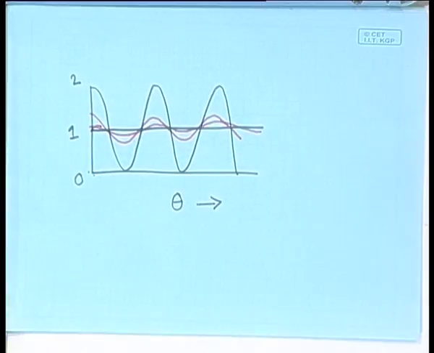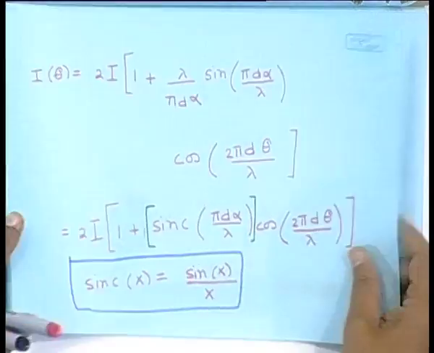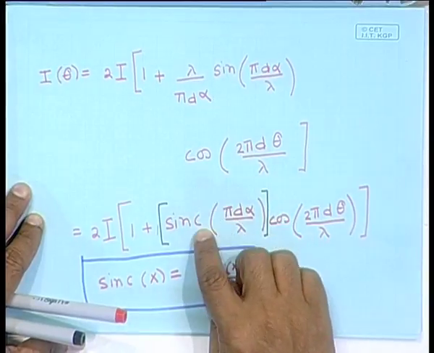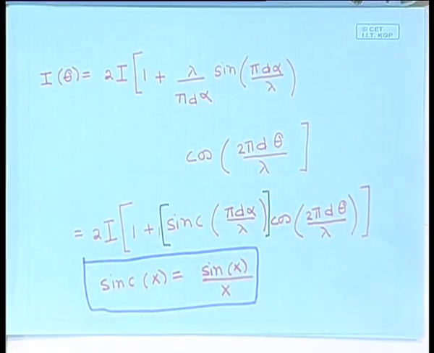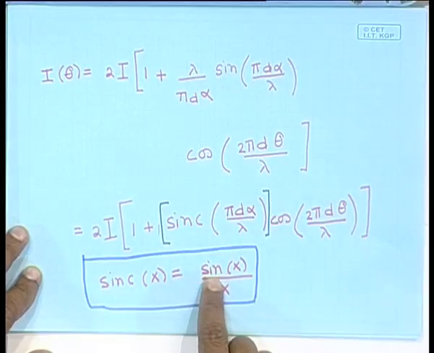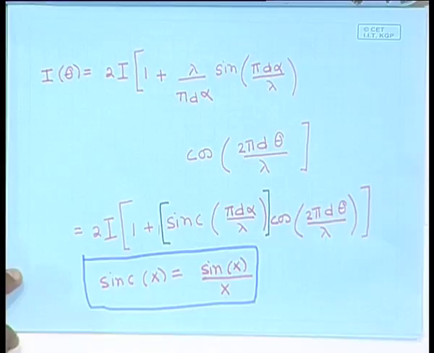So, what happens when I make the aperture wider and wider is that the contrast of the fringes gets reduced, and in the limit when I make the aperture very wide, this sinc function tends to 0 and you totally erase the intensity pattern. Okay.